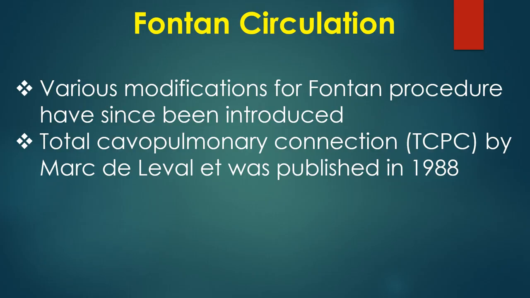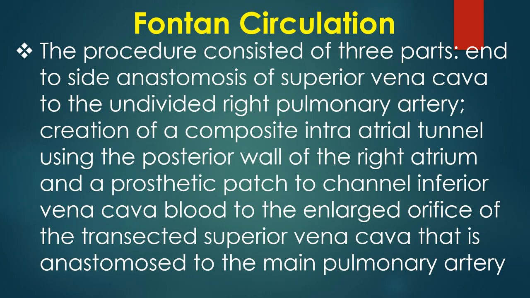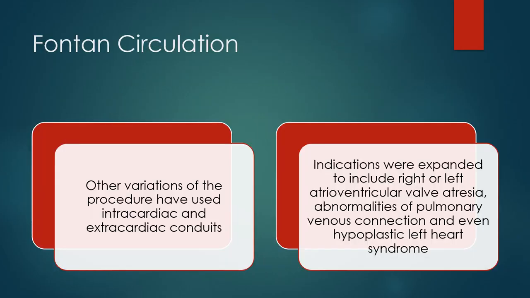Total cavopulmonary connection by Marc de Laval was published in 1988. The procedure consisted of 3 parts. End-to-side anastomosis of the superior vena cava to the undivided right pulmonary artery, and creation of a composite intra-atrial tunnel using the posterior wall of the right atrium and a prosthetic patch to channel inferior vena cava blood to the enlarged orifice of the transected superior vena cava, that is anastomosed to the main pulmonary artery. Other variations of the procedure have used intracardiac and extracardiac conduits.